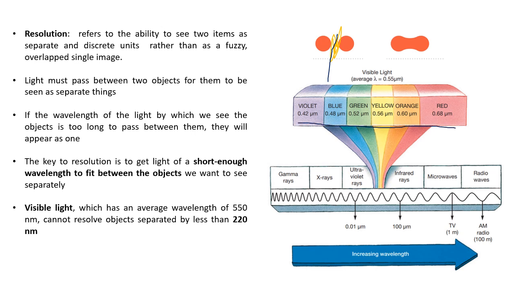VIBGYOR. Okay, as the wavelength of light increases, you can see here this is 0.42 micrometer and this is 0.68 micrometer. As the wavelength of light increases, you can see here also the distance between two points is increasing. The wavelength is increasing. So for better resolution, you must use light from this side, means either green, blue or violet. The light with blue is having better resolution.